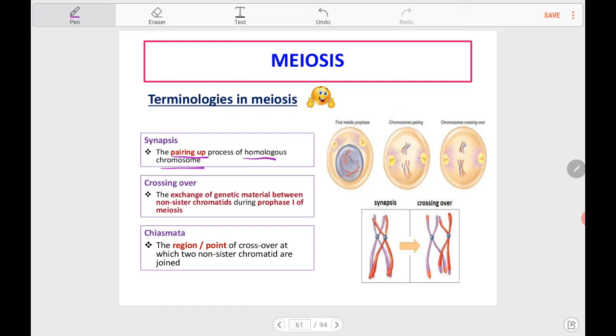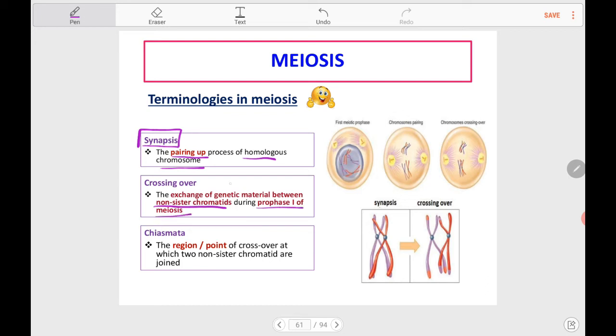So sebelum ni kita dah tengok apakah itu bivalent, iaitu apabila 2 homologous chromosomes form a pair, menjadi sepasang. So proses untuk memasangkan homologous chromosome dan menjadi bivalent, proses itu kita panggil sebagai synapsis. So crossing over is the exchange of genetic material between non-sister chromatids during prophase 1 of meiosis.